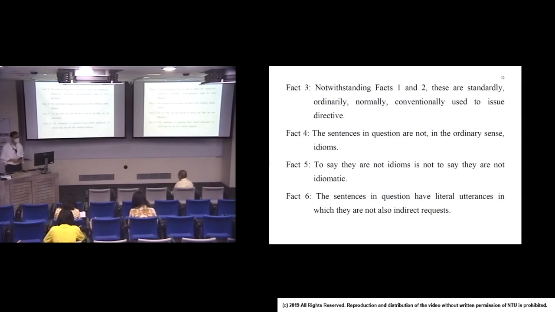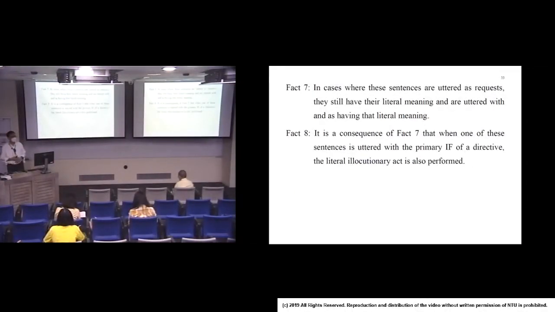The sentences in question have literal utterances in which they are not also indirect speech requests. So you could use the same sentence in a different context where it didn't have that sense at all, the imperative sense or whatever other speech act. It would just be the straightforward so-called literal meaning. In cases where these sentences are uttered as requests, they still have their literal meaning and are uttered with and as having that literal meaning. So supposedly he's saying that you can read both meanings at the same time.